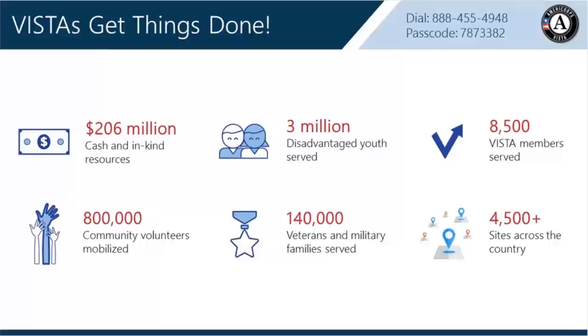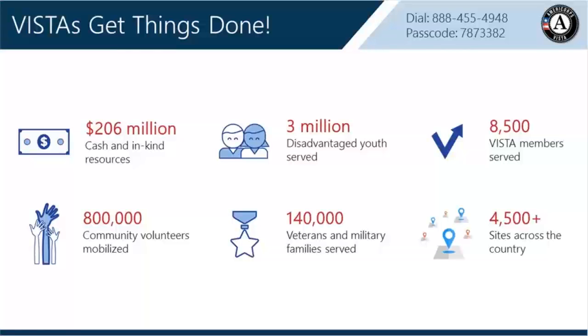For example, in 2017, VISTAs raised over $206 million in cash and in-kind donations for their sponsoring organizations. I don't know about you, but that's a huge number, and that's more than twice what Congress has given AmeriCorps VISTA to run the entire program. I don't know of any federal agency that has more than doubled its appropriation, so that's an amazing accomplishment. VISTAs in 2017 recruited, trained, and assigned 800,000 community volunteers who collectively served more than 8 million hours of service.